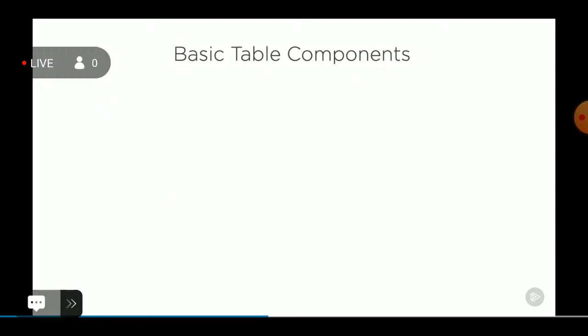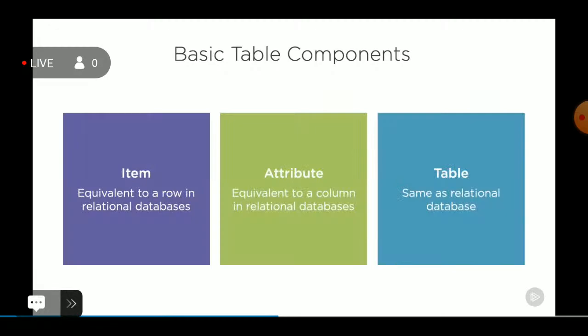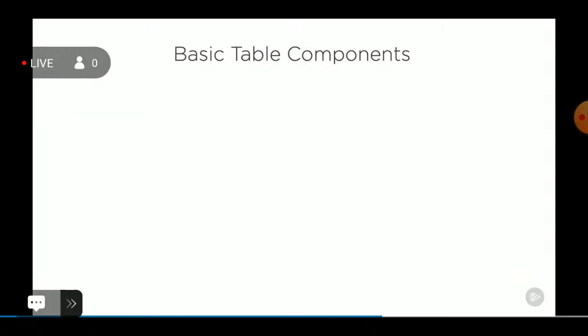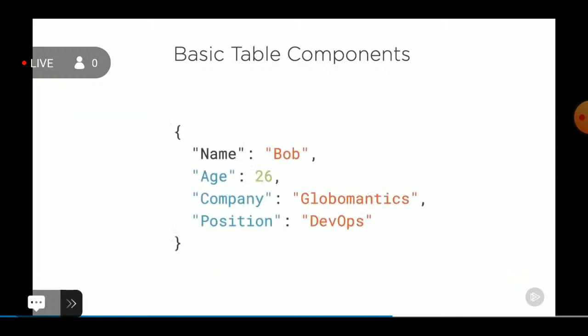DynamoDB has three basic components: item, attribute, and table. An item can be compared to a row in a relational database. An attribute can be compared to a column, and a DynamoDB table can be compared to a whole relational database. A good way to think about these components is that an item is a collection of attributes, and table is a collection of items. To further explain this concept, here is DynamoDB item in JSON format.